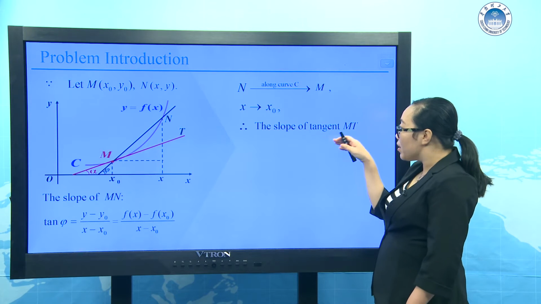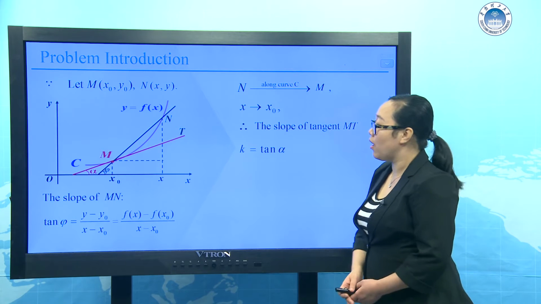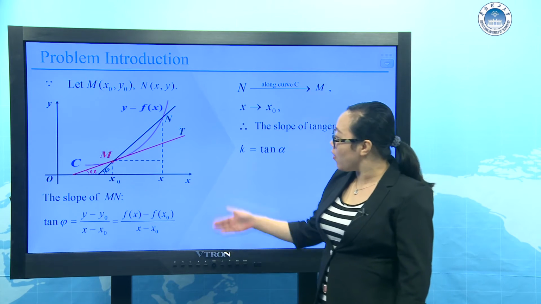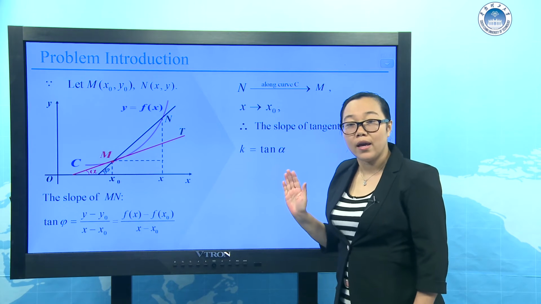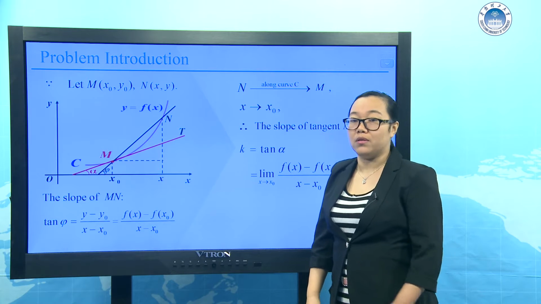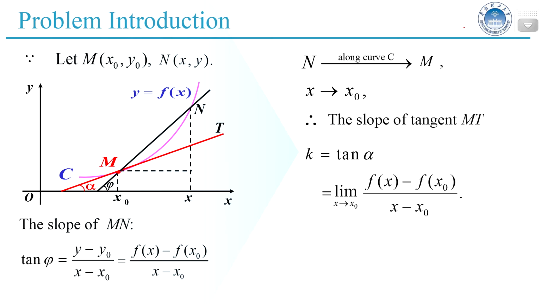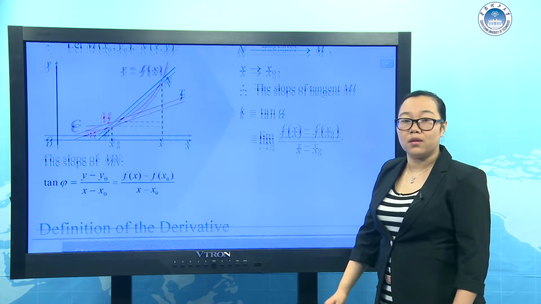So the slope of the tangent line, k, equals tangent alpha. Look at the figure. Tangent alpha means the angle of the tangent line, okay? So k equals tangent alpha, which equals the limit as x tends to x0 of f(x) minus f(x0) over x minus x0. If the limit exists, at this time it is the slope of the tangent line.